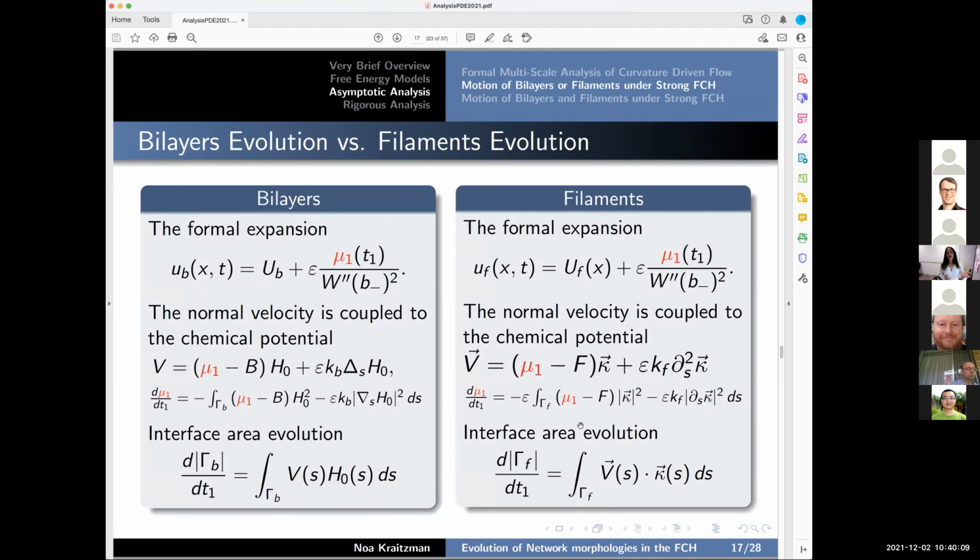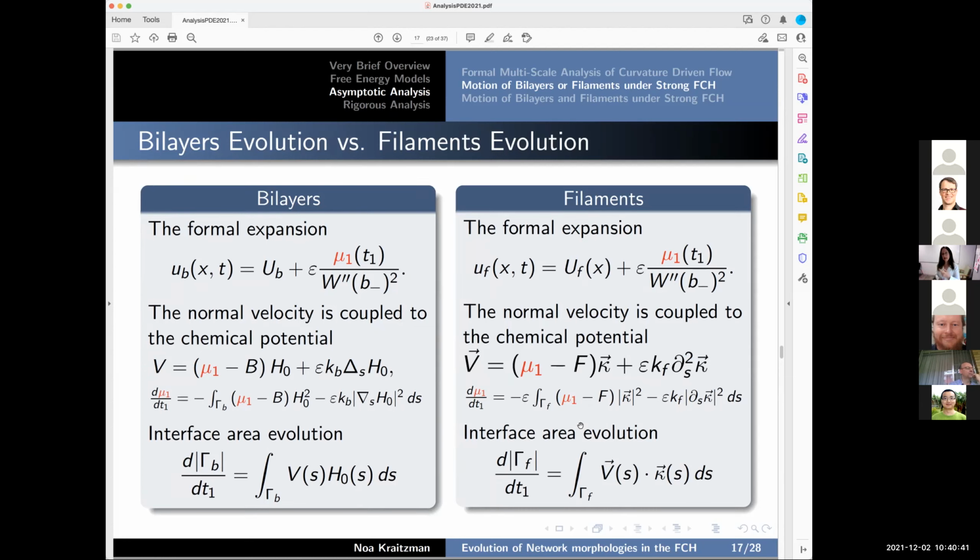So that was for bilayers. We can do the same for filaments, and as you can see, we're getting something very similar. We have the formal expansion, which again depends on the chemical potential. The normal velocity is coupled to the chemical potential, and the expressions are really similar. So we see that the H-1 gradient flow drives pure bilayers and pure filaments by a quenched mean curvature flow.